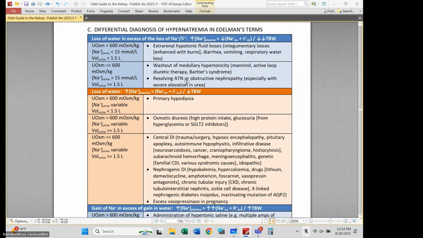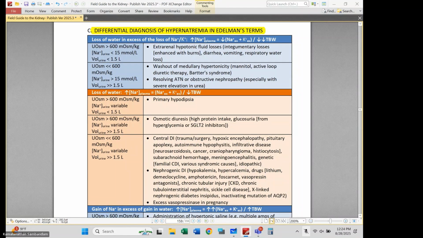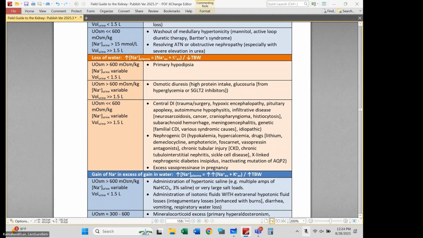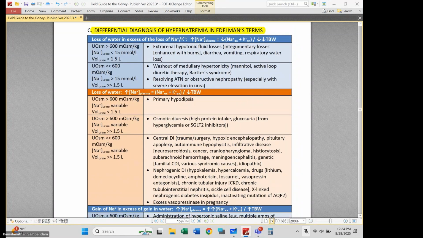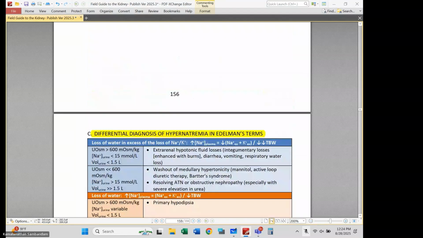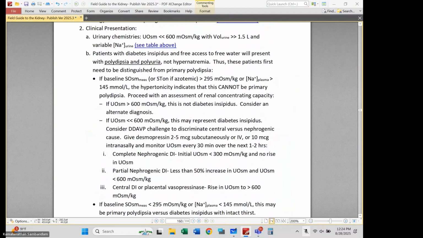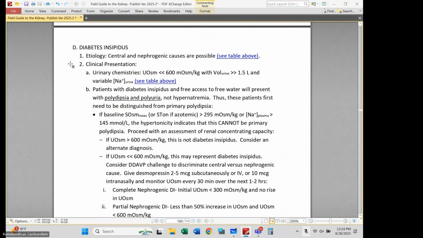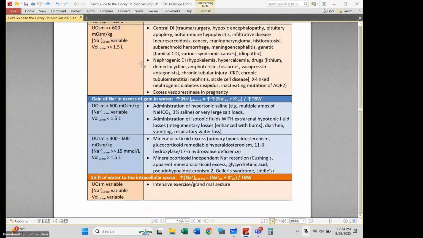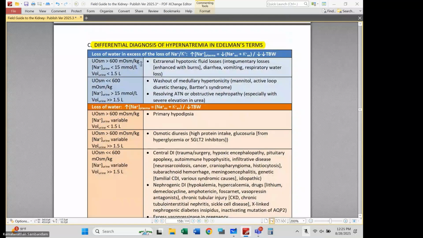Let's then round out this list of things. So it's unavoidable to go through some lists, but we'll put it into the conceptual framework that we built over the last several days. Okay, and then we can talk about some of these individual aspects of the various classic syndromes of hypernatremia. All right, so here's the differential diagnosis of hypernatremia. I'll say in Edelman's terms, that's how I categorize these.